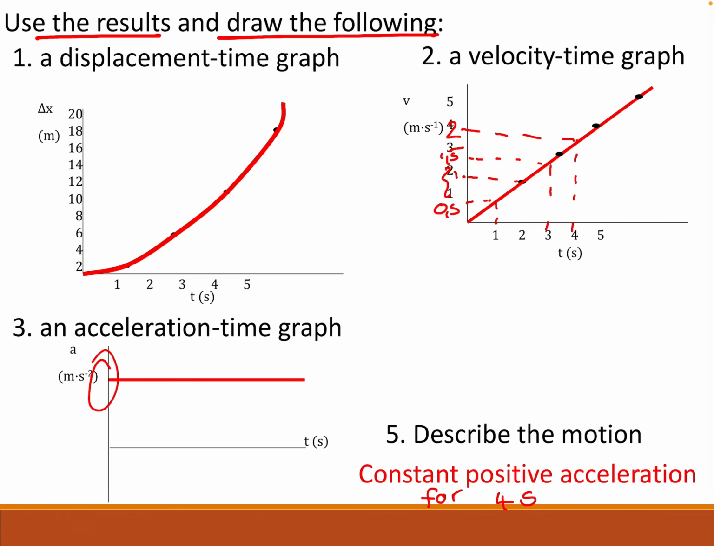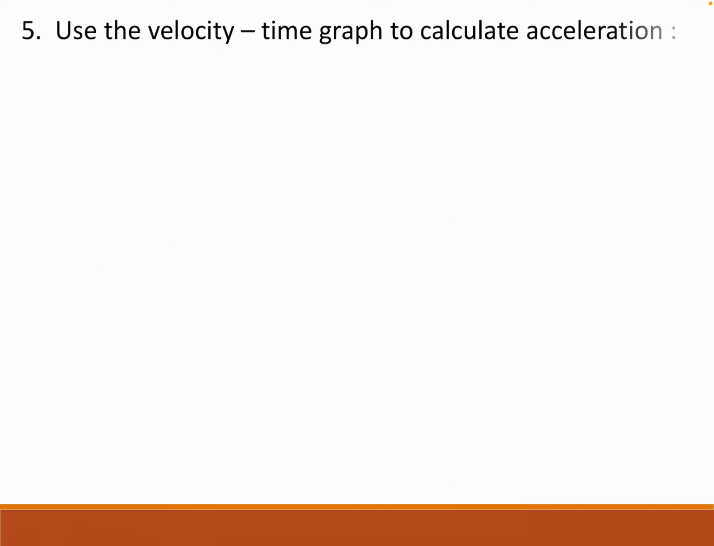So we go back here, and I want the acceleration. Acceleration is the gradient of this graph. So I'm going to use the last point that I know, and I'm going to use the origin, because that's the easiest way to do this, okay? So the gradient is change in velocity over change in time. I'm using the point 0, 0, the origin, and I'm using the point 4 seconds, 2 meters per second, okay?